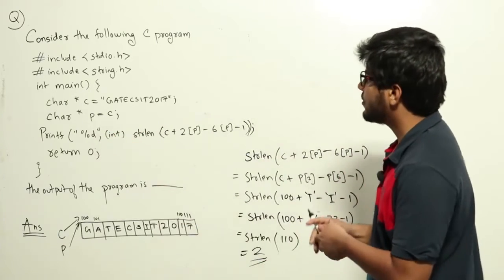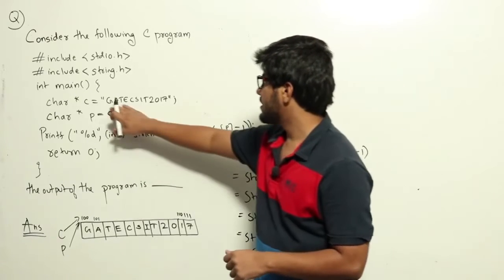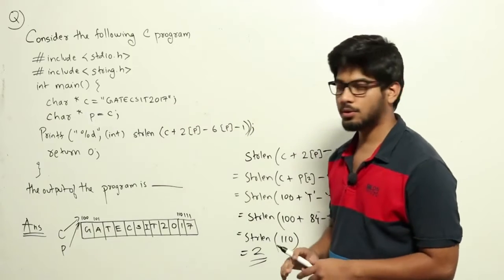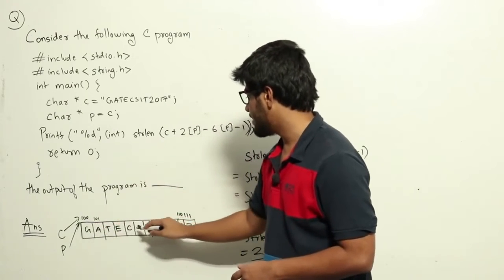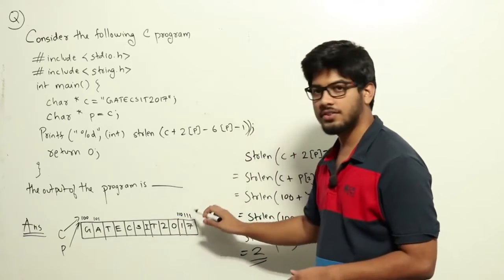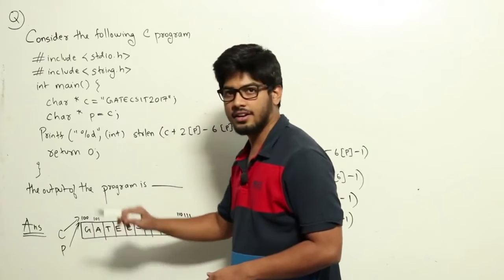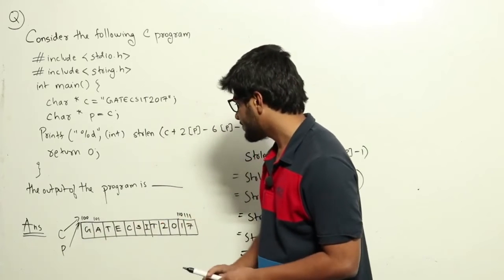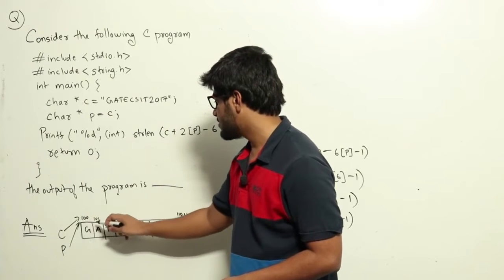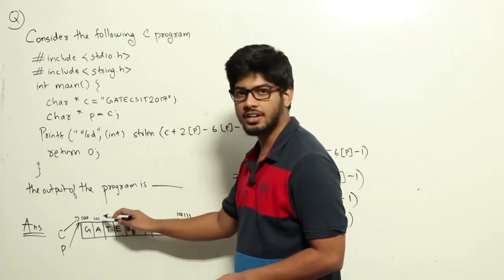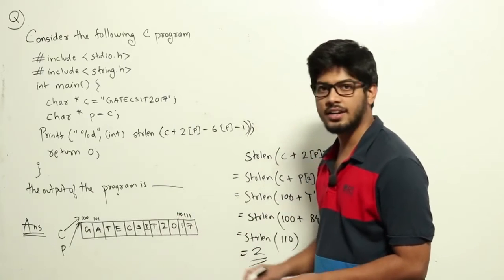So let's take a look at the character pointer C. C is assigned to this string GATE CSIT 2017. So in memory it will be saved like this, GATE CSIT 2017 in contiguous memory locations. So let us say the starting address is 100. Each character takes 1 byte to save. So if G's address is 100, A will be stored in 101, T will be stored in 102, etc, etc. 1 will be stored in 110, 7 will be stored in address 111.